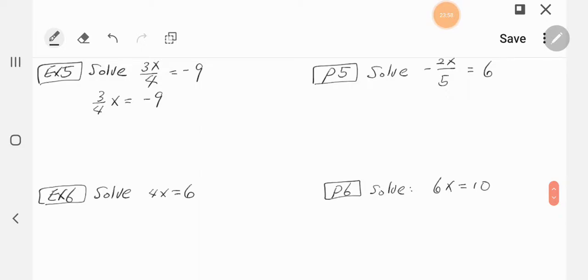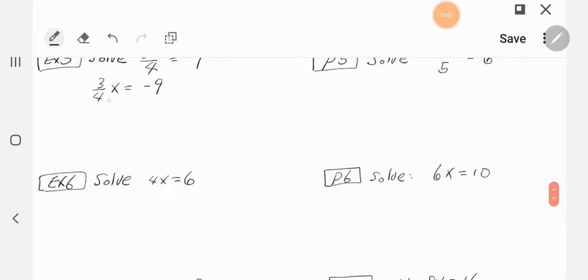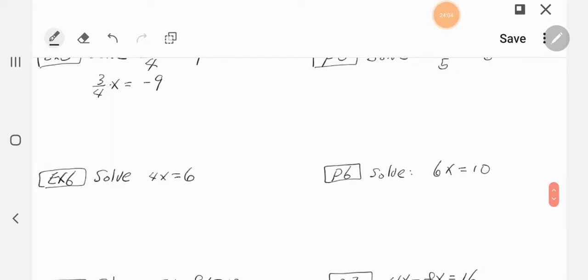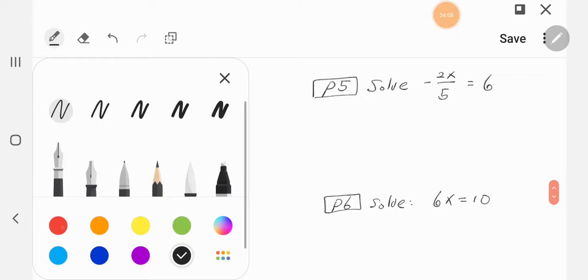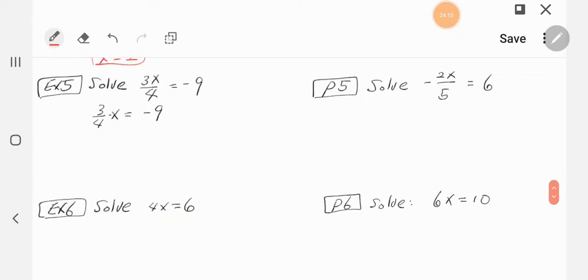3x means 3 times x, right? 3 times x. So this is the same as 3/4 times x. So why don't we multiply by the reciprocal of 3/4? What's the reciprocal of 3/4? That is 4/3, right? So multiply each side by 4/3.